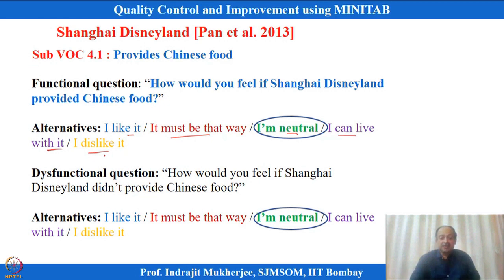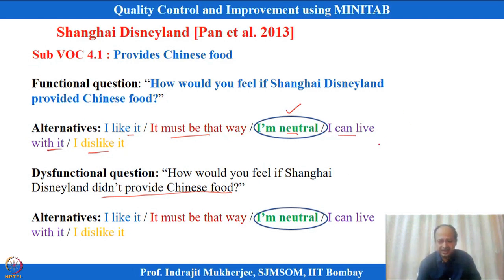This is the functional, or positive, question, and these questions will be placed in reverse order. That means negative questions also, that is dysfunctional questions. Let us assume that one of the customers has mentioned that I am neutral to this, whether you provide Chinese food or not, I am not much worried about that. Then I ask a dysfunctional question: how do you feel if Shanghai Disneyland did not provide Chinese food? If they are not providing, what do you feel?